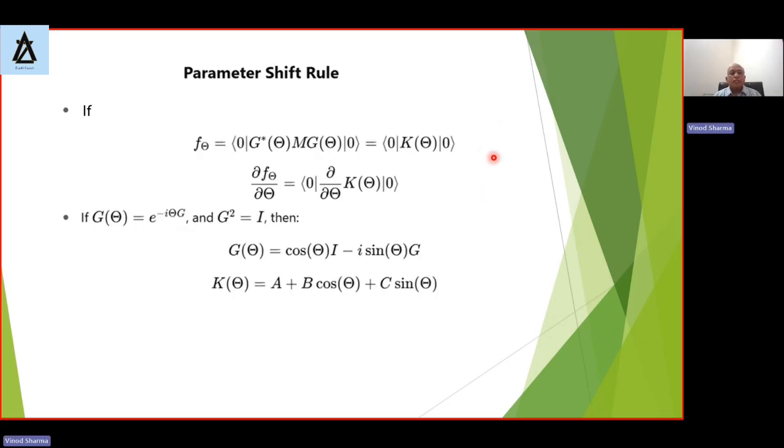Now we consider another possibility. F theta, we again write as <0|, C star theta, M, G theta, |0>. Now instead of W, we have written here G, and you will see the reasons here. This whole quantity here we are writing as K theta. Then taking the gradient of F theta with respect to theta, we can take the gradient inside, and we get <0| delta by delta theta, K theta |0>.